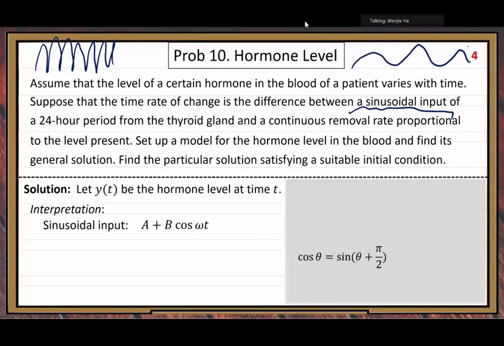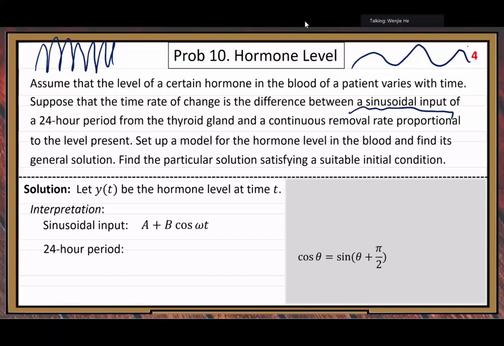Here, the relationship between sine and cosine is a pi over 2 angle difference. So we don't worry about using sine or cosine. Either one is fine, but you just change the angle. Now we need to figure out little omega.